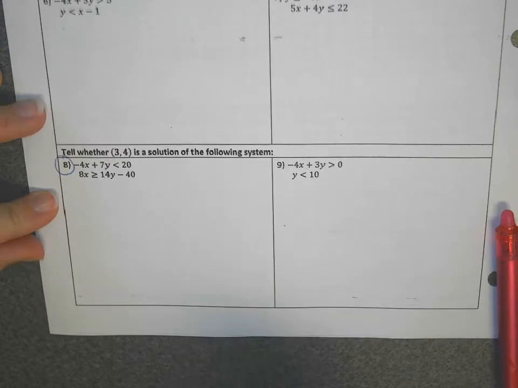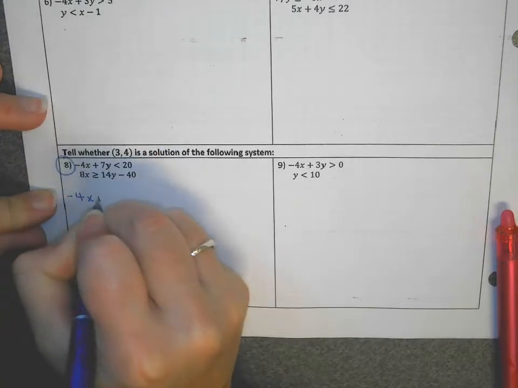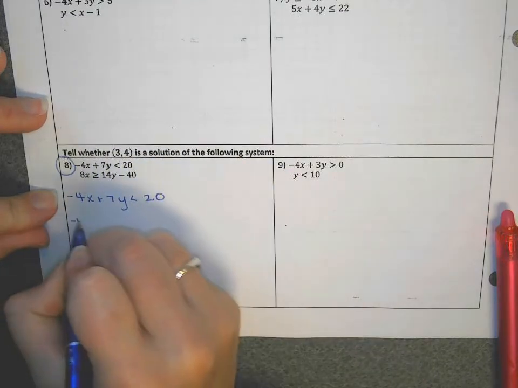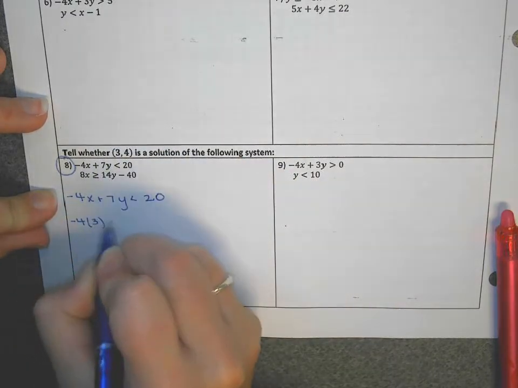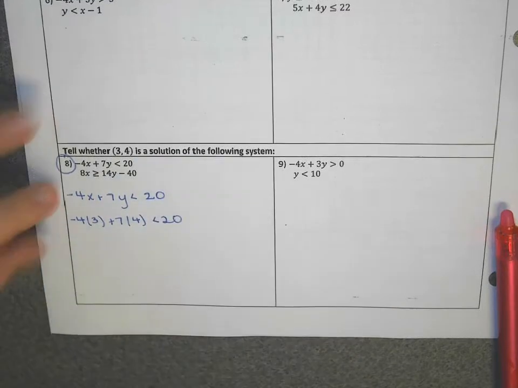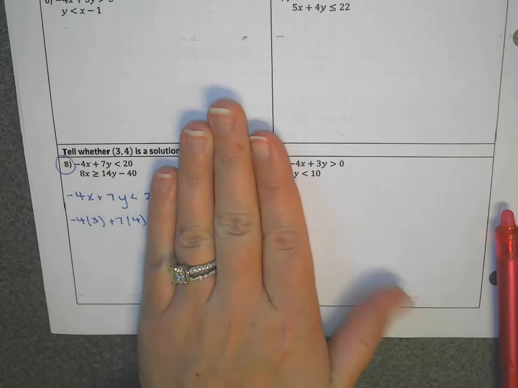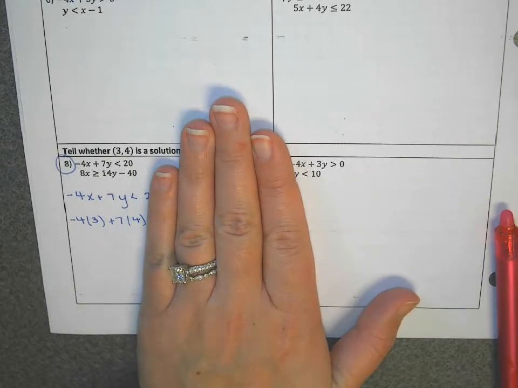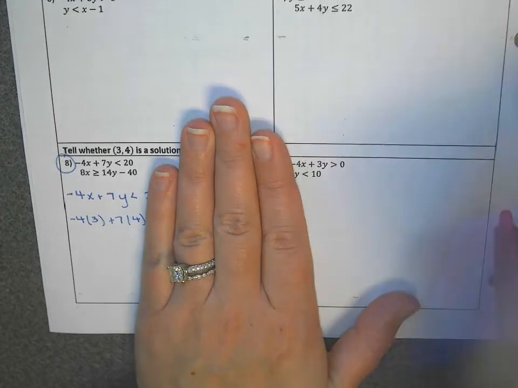Plug it into both. So, I'm going to start with the negative 4x plus 7, y is less than 20. I'm going to plug in 3, 4. So, negative 4, the x is 3. The y is 4. Pretend the right side doesn't exist. Simplify the left side. You could go to your calculator here and just type it in. What is negative 4?